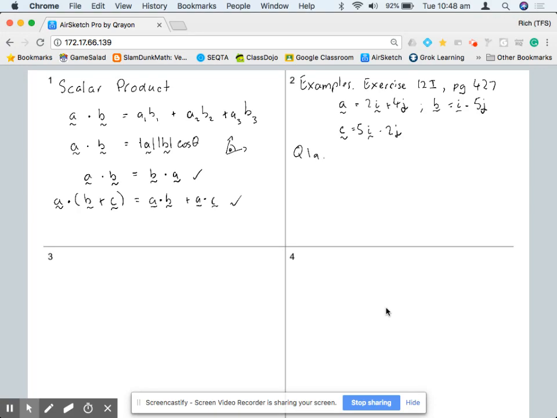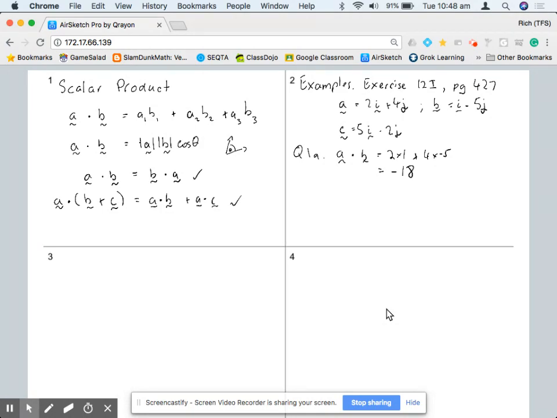So the dot product of A and B is quite simple. We just match things up. We match up the 2 here from the i component and the 1 here. It doesn't say 1, but it is 1 from the i component of vector B. So that equals 2 times 1 plus 4 times negative 5. So that gives us 2 plus negative 20. So that's negative 18. And that's all there is to it.